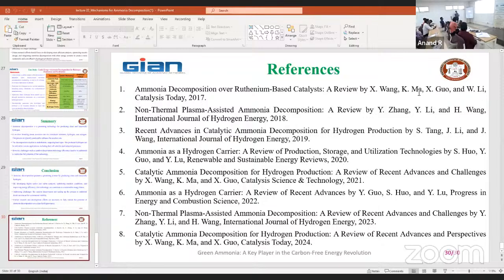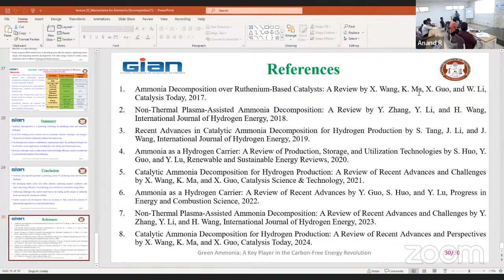So in the last lecture we focused on producing ammonia from hydrogen, with different methodologies. Now that you have hydrogen and ammonia, you can either use the ammonia directly as a fuel, or decompose it and use hydrogen as a fuel. So the conclusion from this presentation is that you can use it for any application.